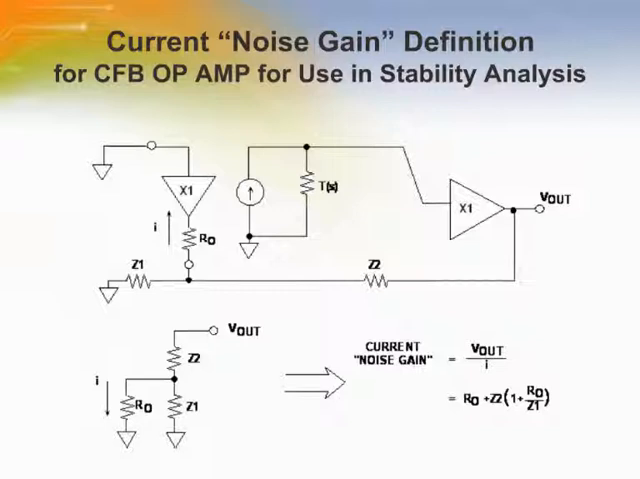The definition of noise gain for the purpose of stability analysis for a CFB op-amp must be redefined in terms of current noise source attached to an inverting input. This current is reflected to the output by an impedance that is defined as the current noise gain of a CFB op-amp. The equation of the current noise gain is shown.